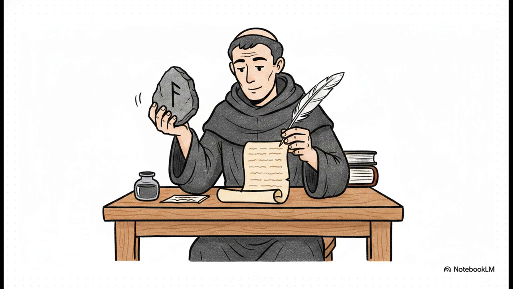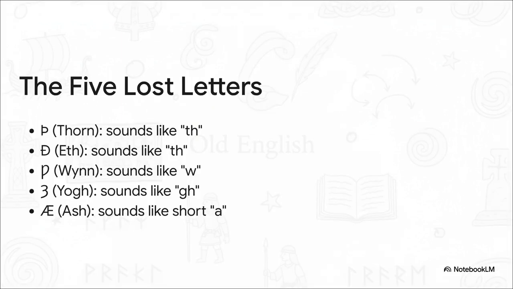And instead of the Latin alphabet just completely replacing the runes, the two systems actually blended together. Monks essentially modified the Latin alphabet by pulling in runic symbols for sounds that Latin just didn't have equivalents for. This wild mashup gave Old English 5 distinct lost letters that you definitely won't find on your smartphone keyboard today.